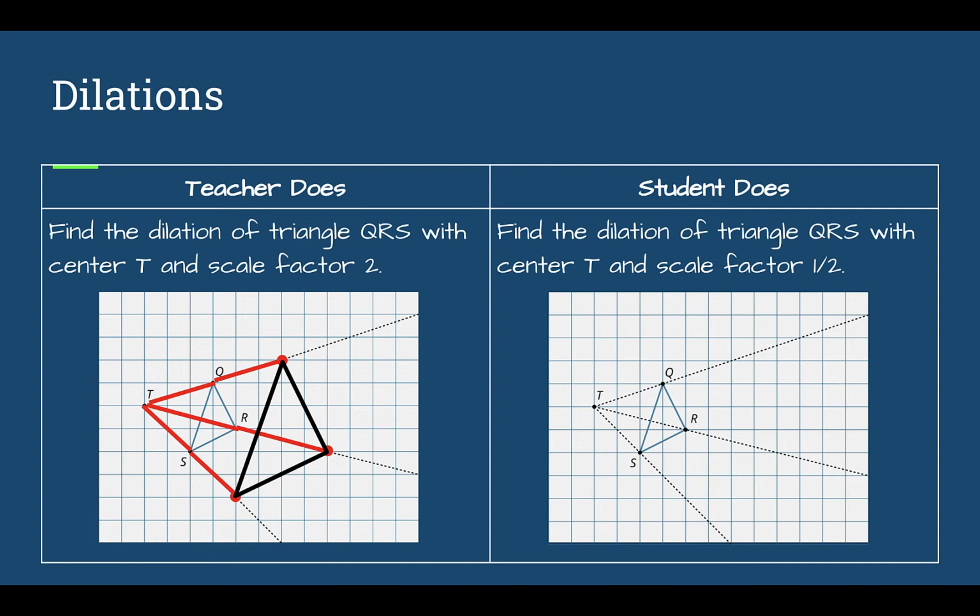Notice when the center of dilation is outside the shape, your dilation is also going to be outside the shape. Whereas in the previous example, we saw the center of dilation was inside the shape. When we made our dilation, we made the shape inside a shape. Now it's your turn. Pause the video and see if you can figure out what the dilation of the triangle looks like with a scale factor of 1/2.